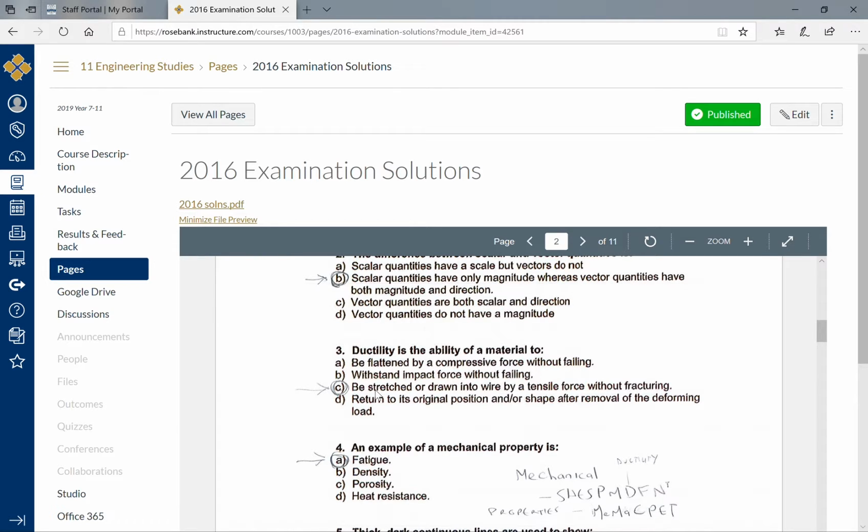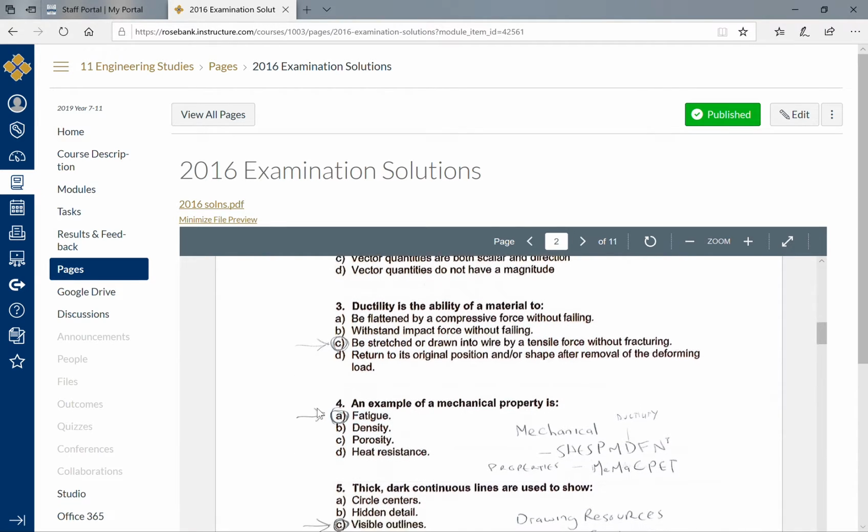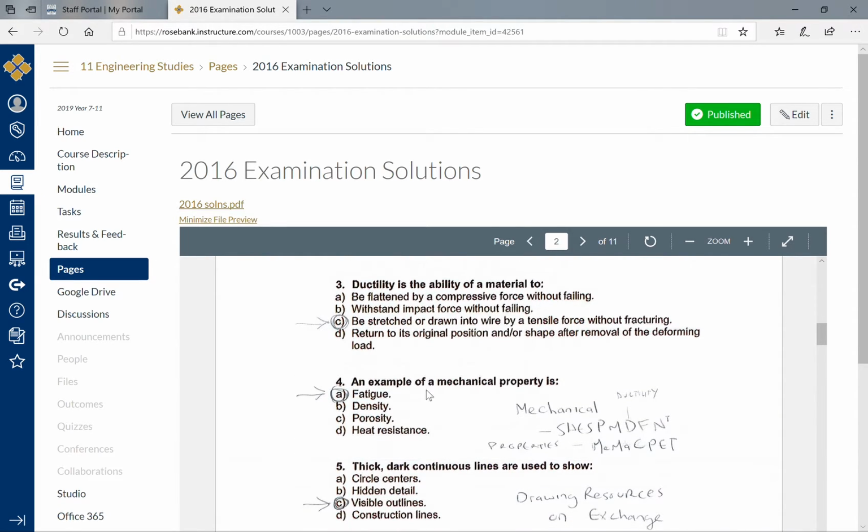Ductility, sometimes you'll get that confused with malleability. Malleability is the ability to hammer it into a sheet. Ductility is drawing into a wire. If something is ductile, you can draw it into a wire. Example of a mechanical property.